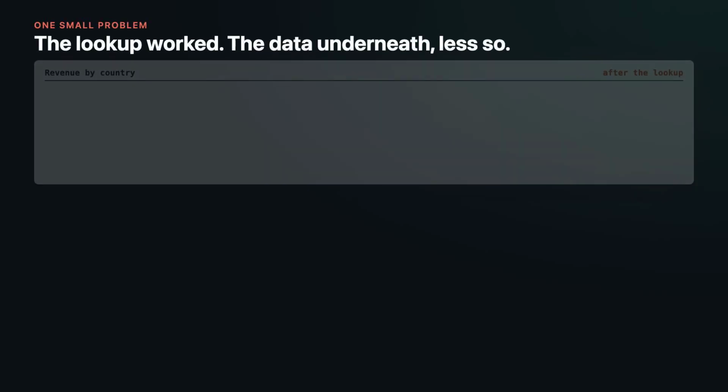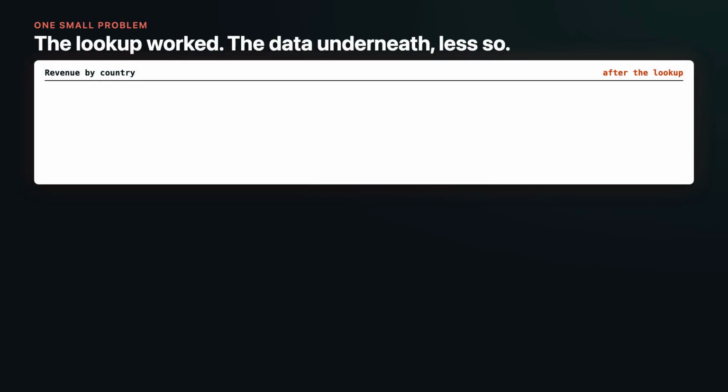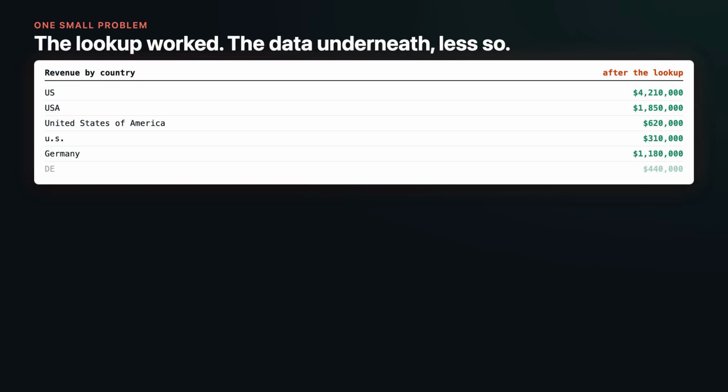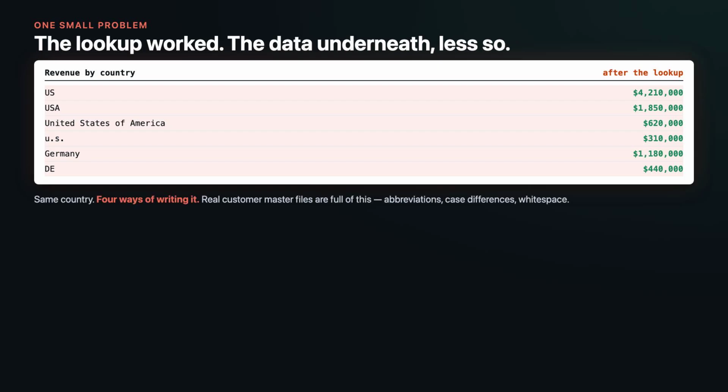One small problem before we wrap. When you sum revenue by country, the same country shows up 4 different ways. United States, USA, United States of America, lowercase u.s. Real customer master files are full of this: abbreviations, case differences, trailing whitespace. Episode 5 on Power Query fixes this systematically.